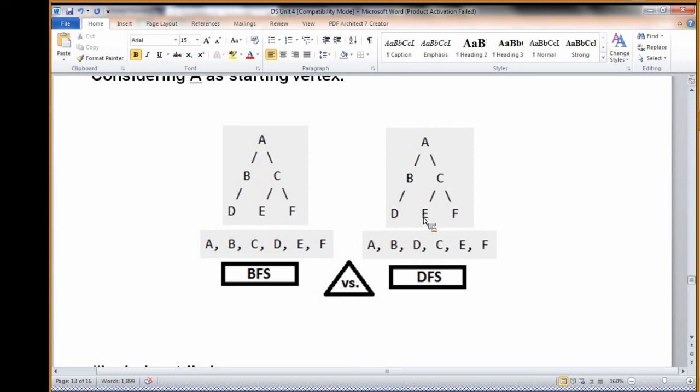Then on the left side E will be visited. Because it is a leaf node, again it will go to the C, and then it will visit the F node. That means it will visit from the root to the left till the leaf node, and then the right from the parent node to the leaf node, first left, next right. So in case of DFS, it will be A, B, D, C, E, F. So please note down this one. This is a very important one, mostly asked in placements and interviews.